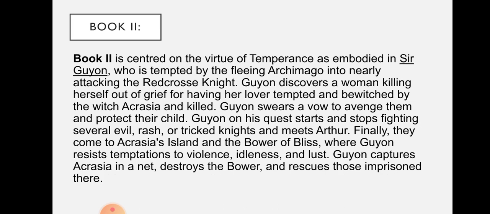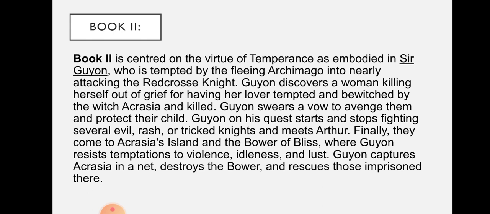So Book Two is centered on the virtue of temperance as embodied in Sir Guyon, who is tempted by the fleeing Archimago into nearly attacking the Red Cross Knight. So Guyon discovers a woman killing herself out of grief for her lover, who was tempted, bewitched and killed by the witch Acrasia. So again, witches are there. Witches are unholy. Witches are most of the time tempting. Witches create troubles, and throughout we can see this. So on his quest he starts and stops, fighting several evil, rash and tricky knights, and meets Arthur. Finally, they come to Acrasia's island and the Bower of Bliss, where Guyon resists temptations to violence, idleness, and lust.